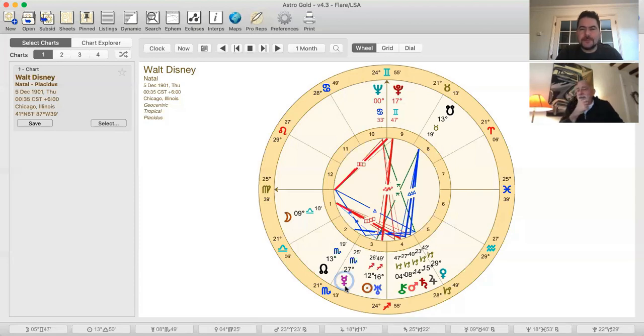And the other thing about that Mercury and a lot of the mutability in the chart is his, what shall we call it? His alter ego, Mickey Mouse.